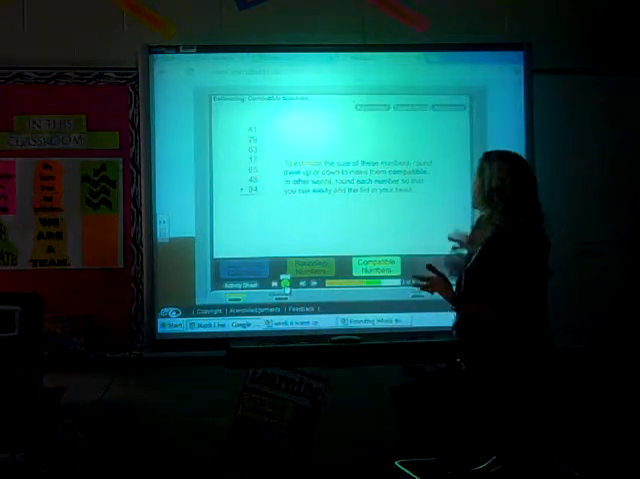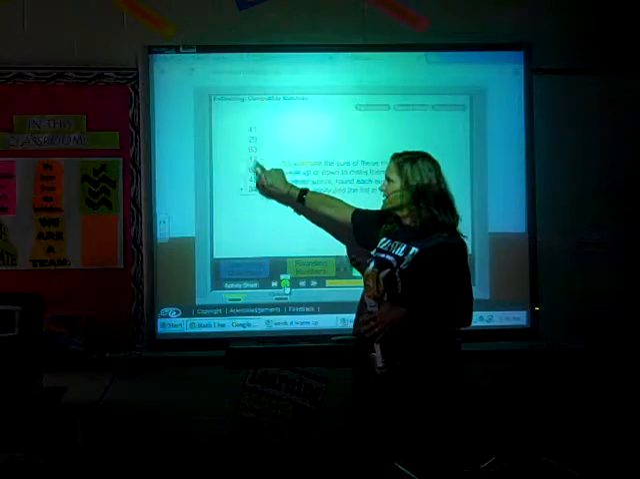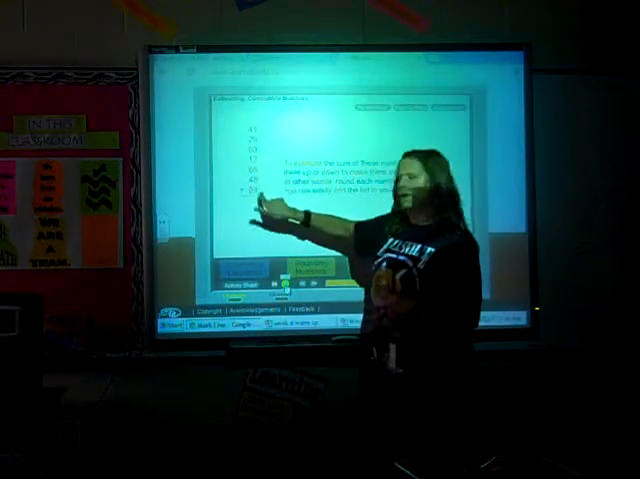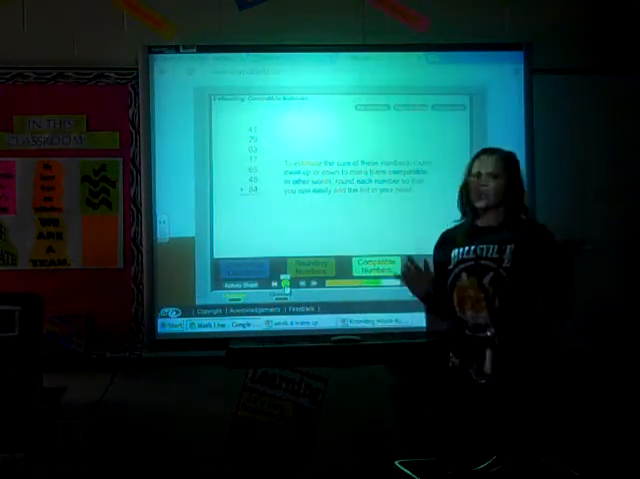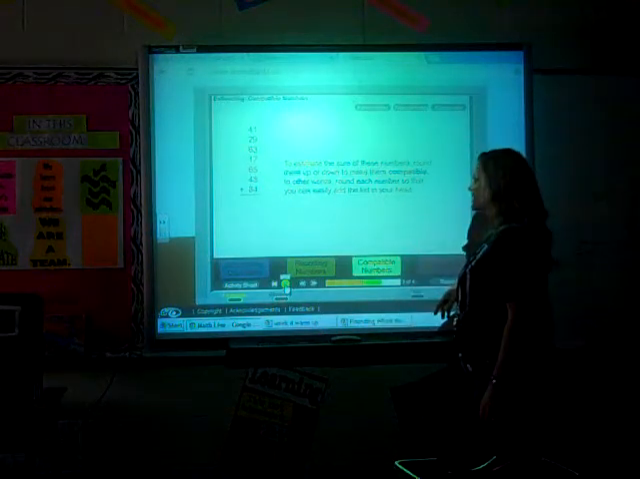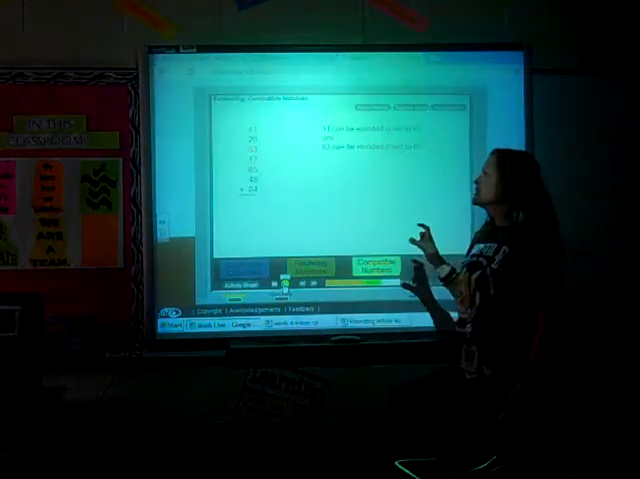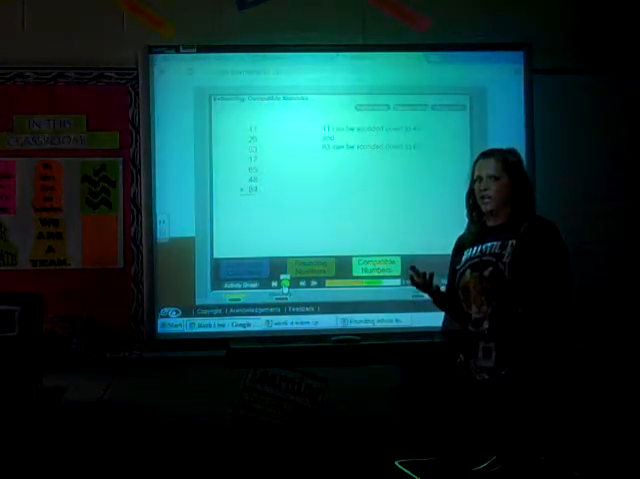In this problem, I've got 41 plus 29 plus 63 plus 17 plus 65 plus 48 and plus 84. I can't add all those numbers up in my head, and I just need a quick solution or a quick estimate of what the sum might be. So to do that, we're going to find some numbers that when added together equal 100.